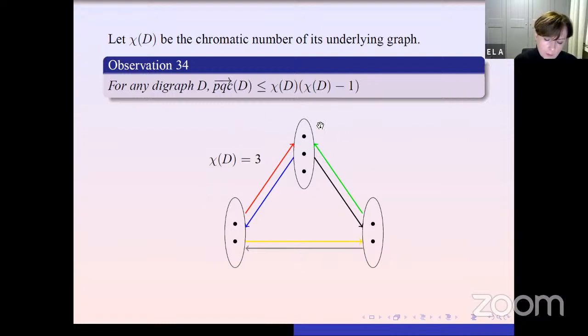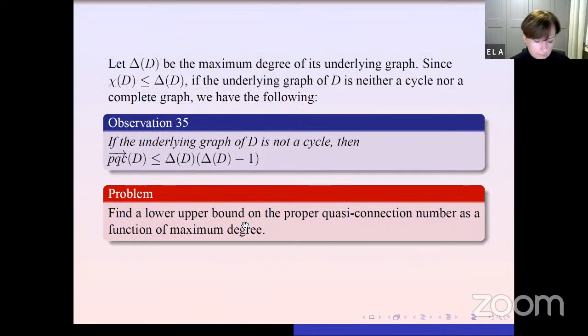And here is an example of how we can explain this observation. We know that if the chromatic number of a digraph is K, then we can partition the vertices of the digraph into K independent subsets. So here is an example for 3. We can partition the vertices into 3 independent sets, and then all arcs with the tail in this set and head in this set we color with one color, and arcs with the tail in this set and head in this set in another. Sorry.